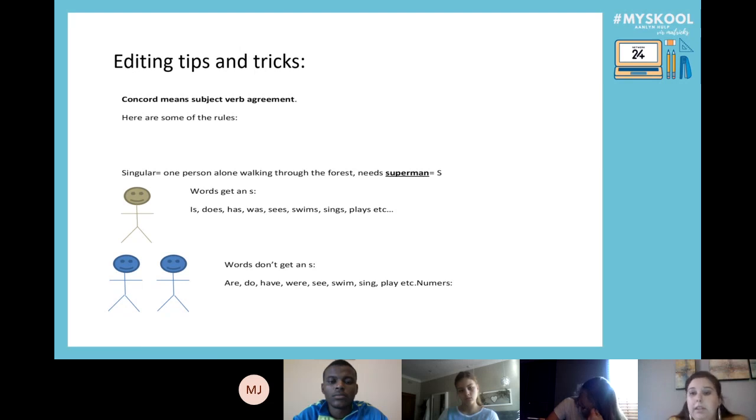So these are the singular concord verbs: is instead of are, does instead of do, has instead of have, was instead of were, and verb plus S. Okay. Eats, plays, sees, swims, dances.